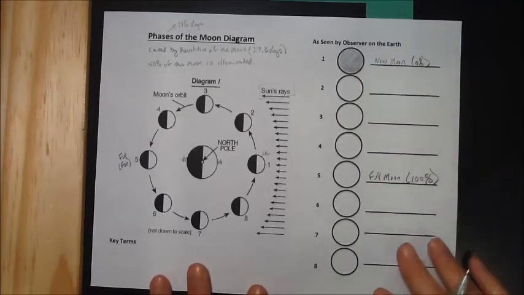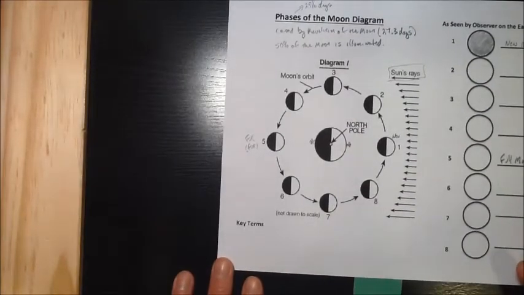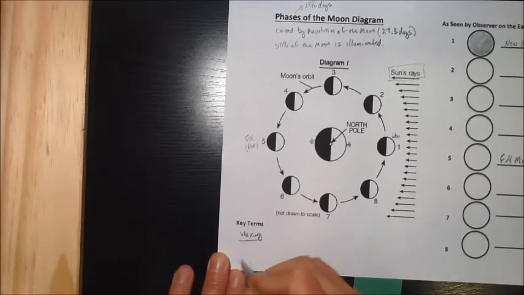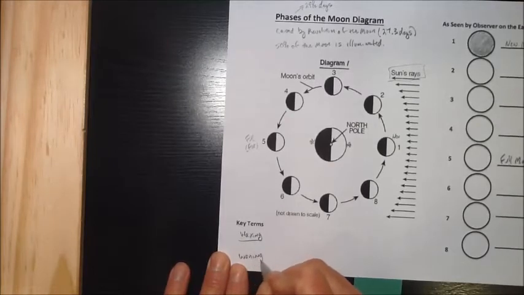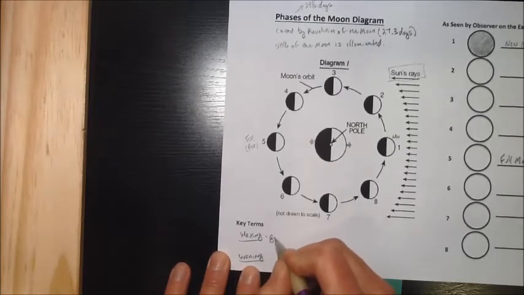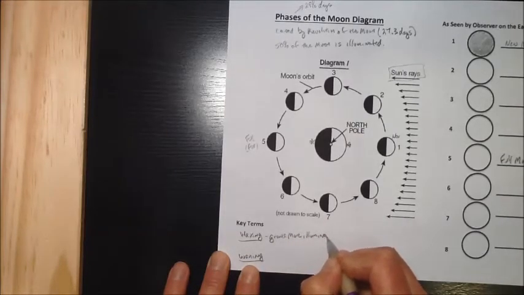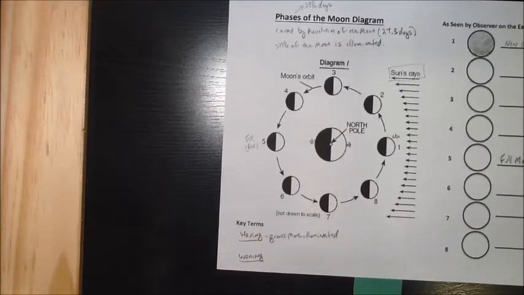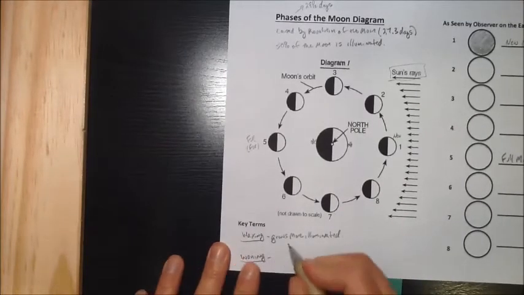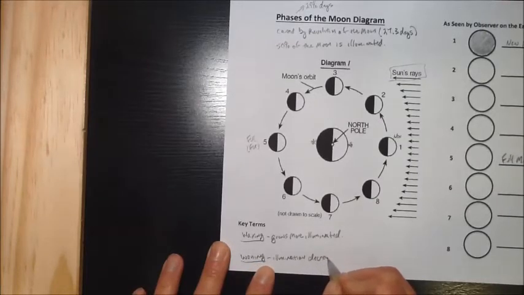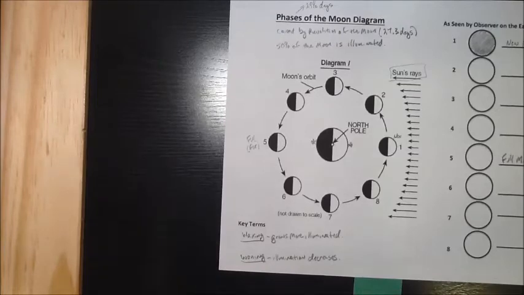Now, 2 key terms that you need to understand for the phases are waxing and waning. A waxing phase means that it grows more illuminated. It's becoming brighter each night. Waning means that the illumination decreases. So waxing means growing, waning means diminishing.